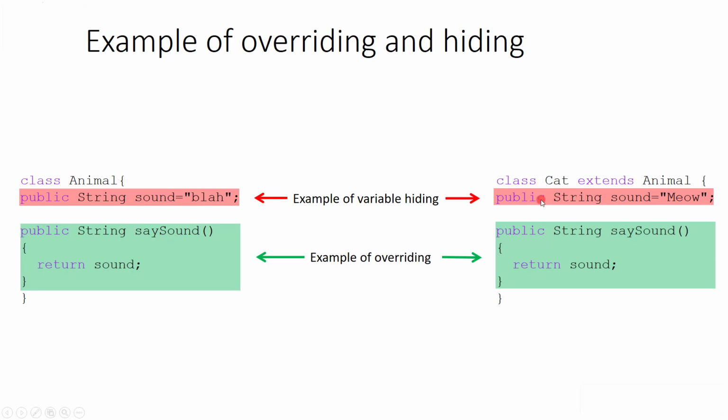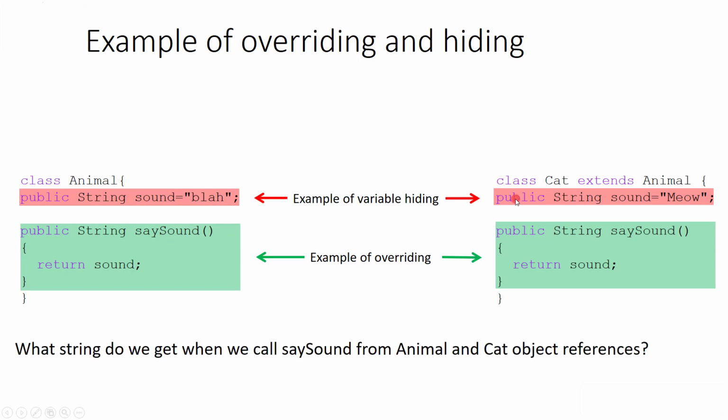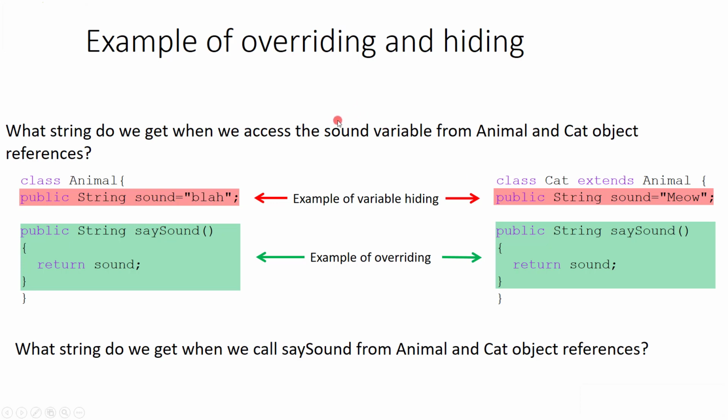Now, to make this example simple, we made the variables public, which of course you wouldn't want to do in practice. The questions that we want to answer are specifically, what string do we get when we call saySound from Animal and Cat object references? So if we have an object reference to one of these classes, what are we going to get when we call saySound? The other question is, what string do we get when we access the sound variable from the Animal and Cat object references? And that's why we made these public, to make this question easy to answer.